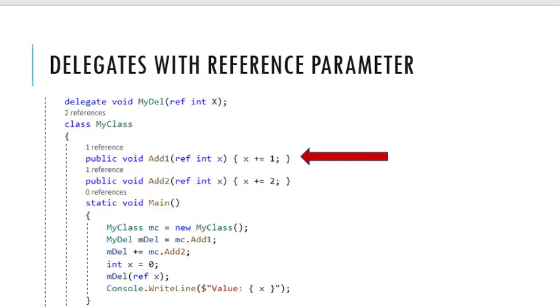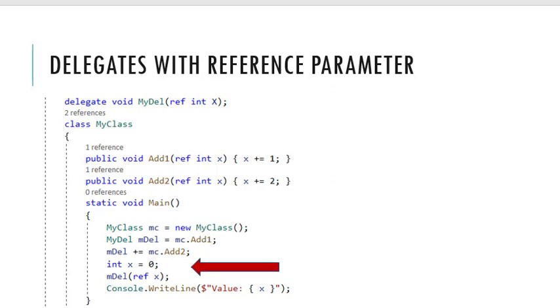Then in my class, a method add1 is declared. It accepts the reference parameter and adds 1 to it. Similarly, method add2 is declared. It accepts the reference parameter and adds 2 to its value. In the main method, my class is instantiated. Then a delegate variable is declared and references of add1 and add2 methods are added to it.